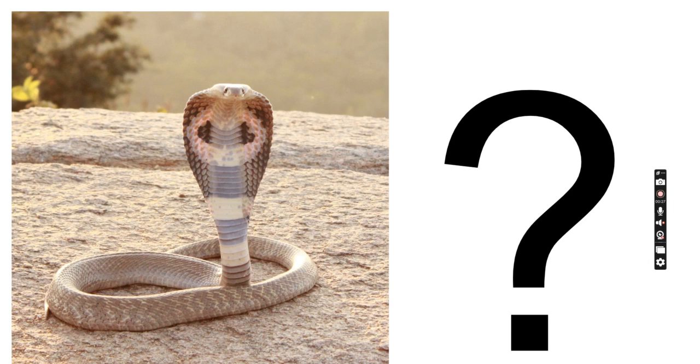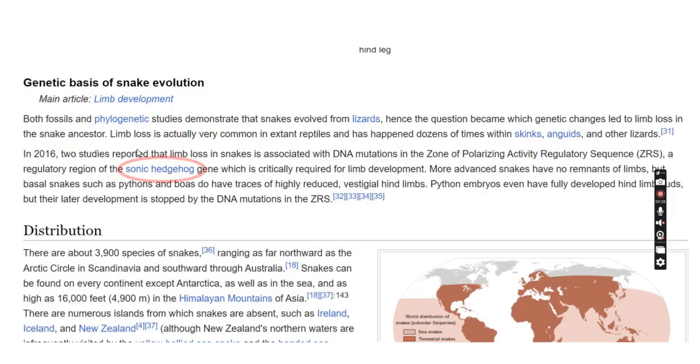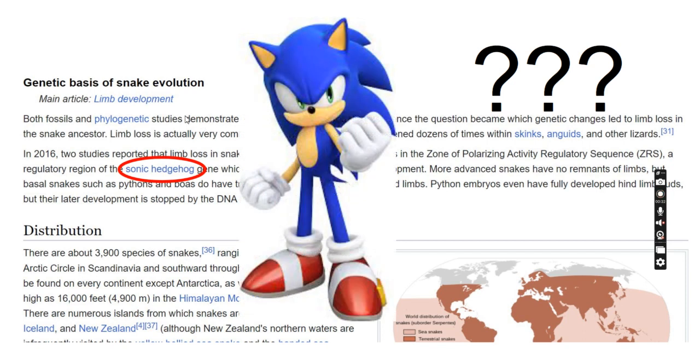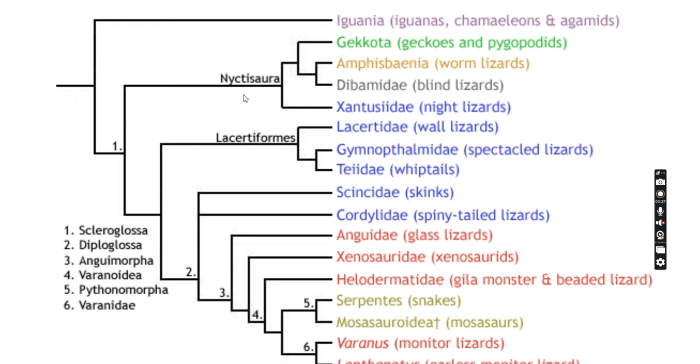But why? Well, in order to answer that question, we're first going to have to answer, what the hell is a snake anyway? And why is Sonic the Hedgehog mentioned on their Wikipedia page? We're actually not going to answer that one. So, if you're a nerd like me, you might recognize that this is a phylogeny tree. And this is the phylogeny tree for the family known as Squamata, which contains basically all the lizards. And as you'll notice, right in the center of it is the family Serpentes, which is going to contain all of our snakes.